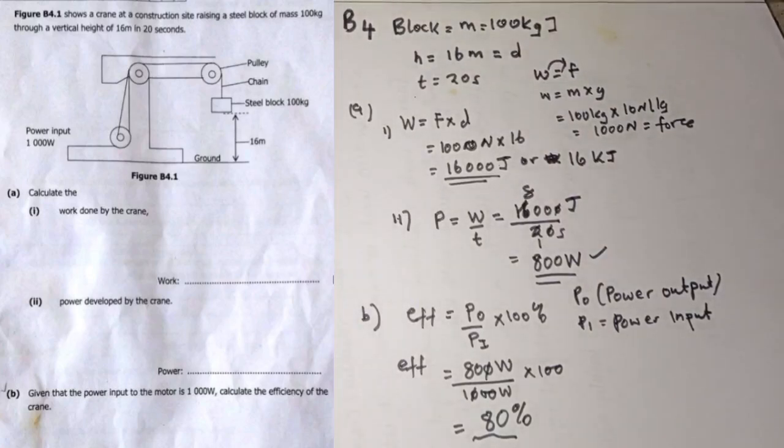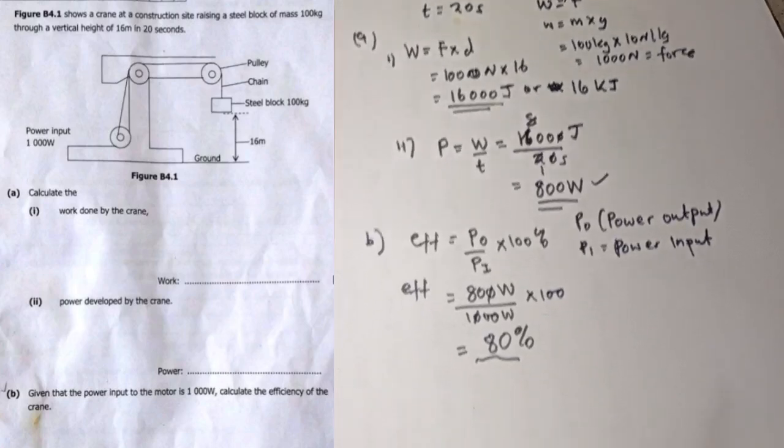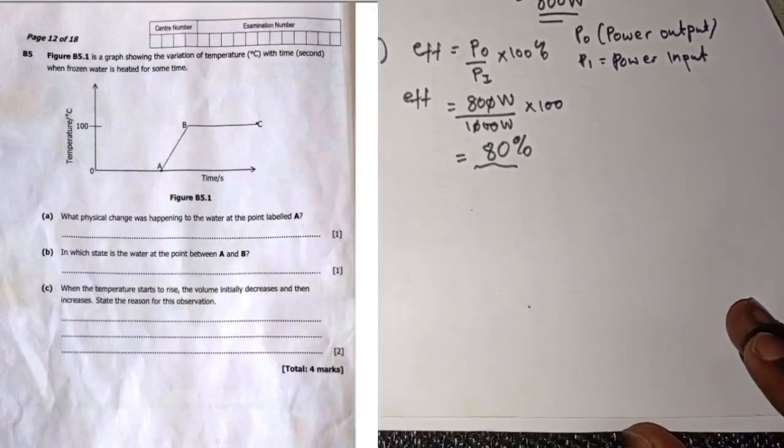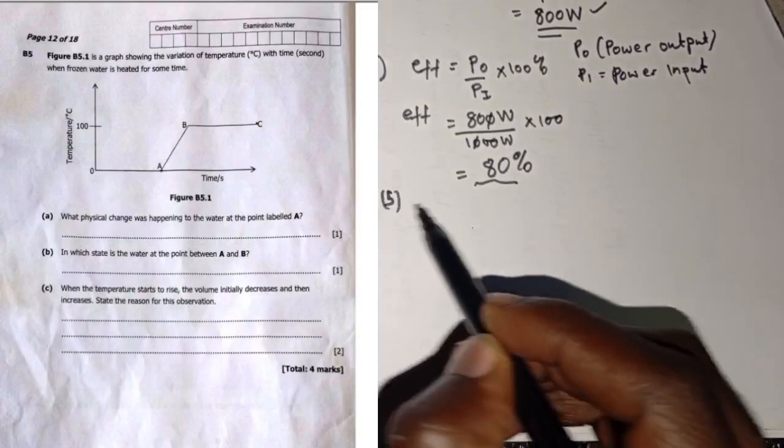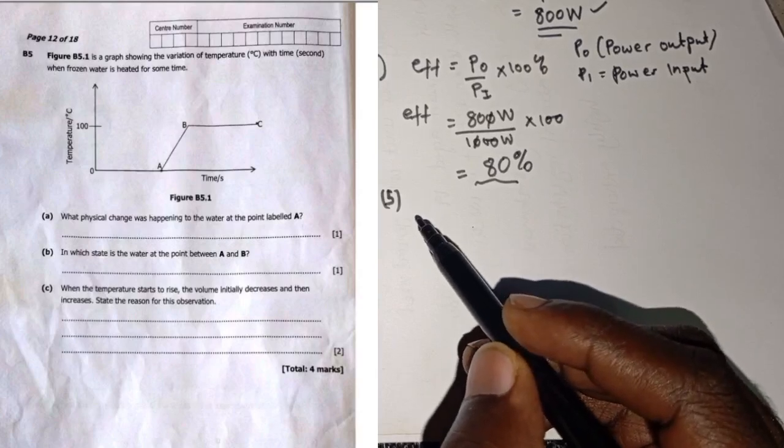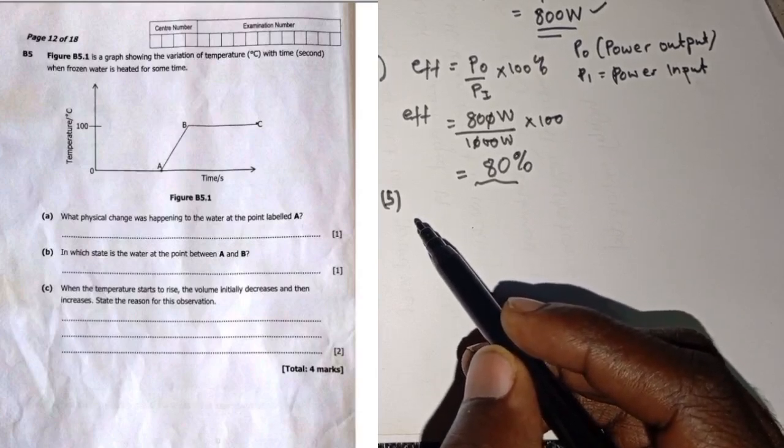Okay, we're done with question B4. Now we go to question B5. Let's look at question B5. It reads, below is a graph showing the variation of temperature in degrees Celsius with time.